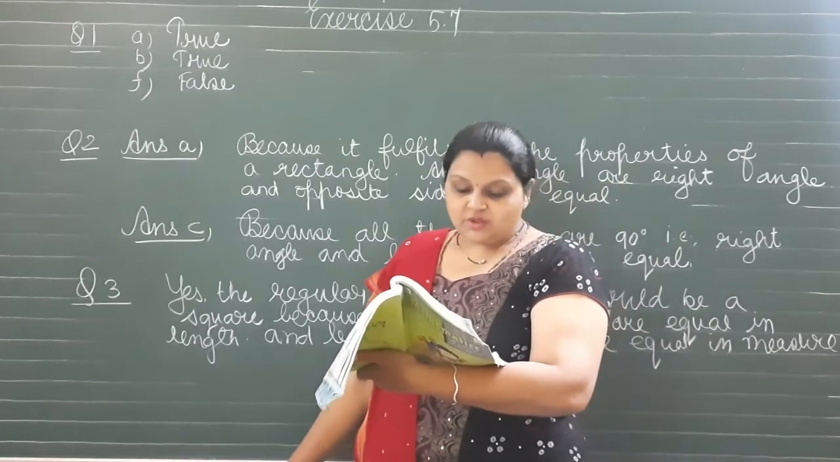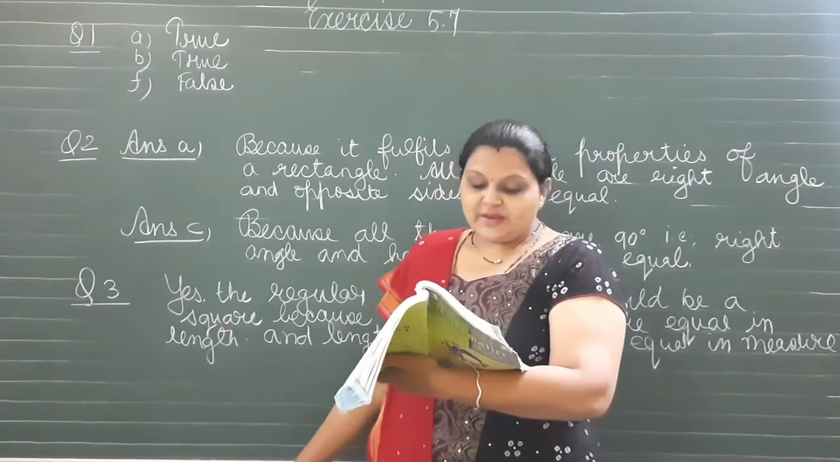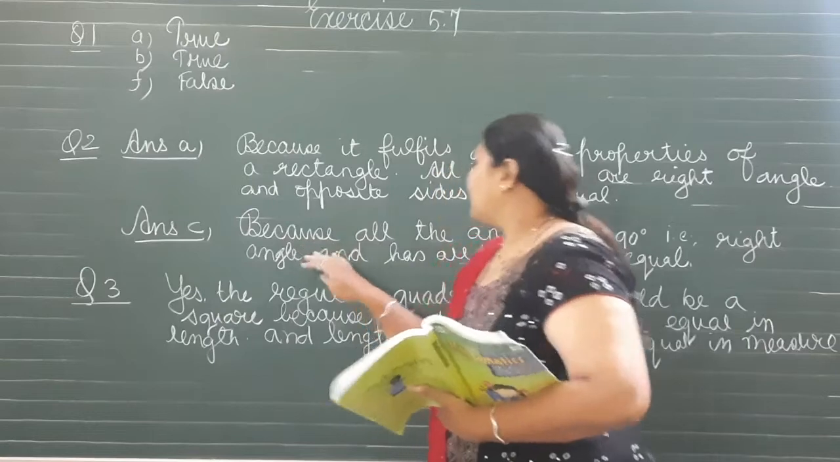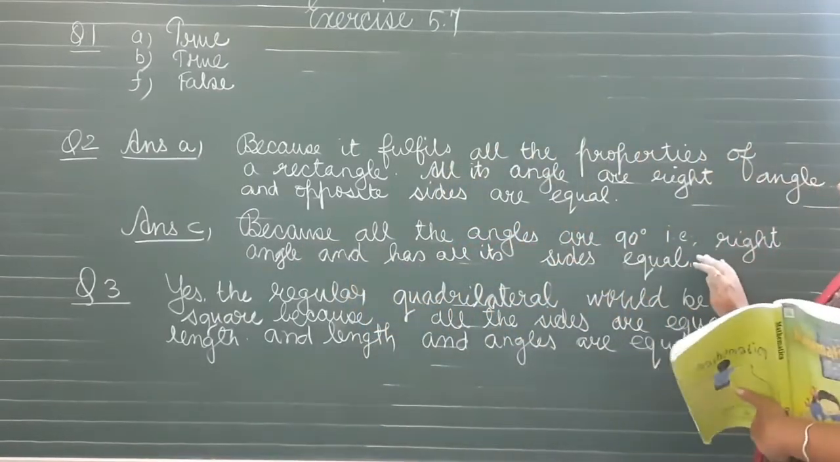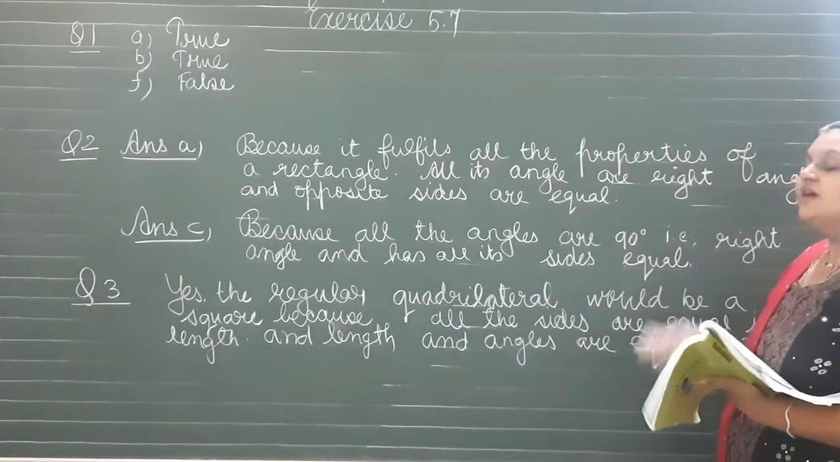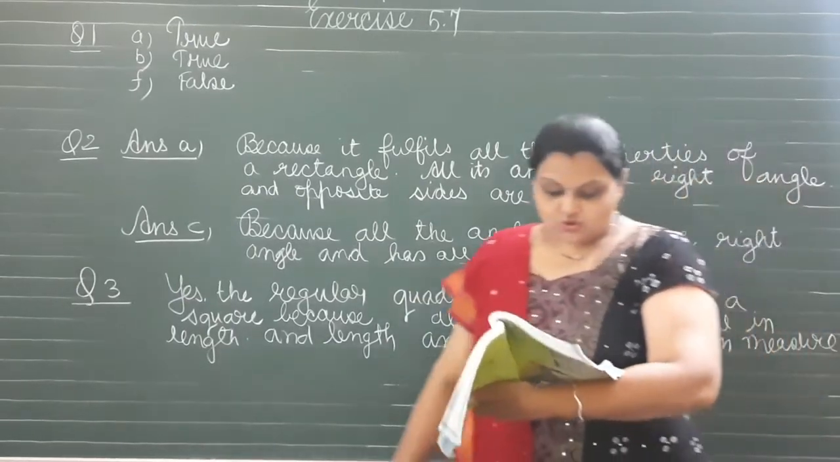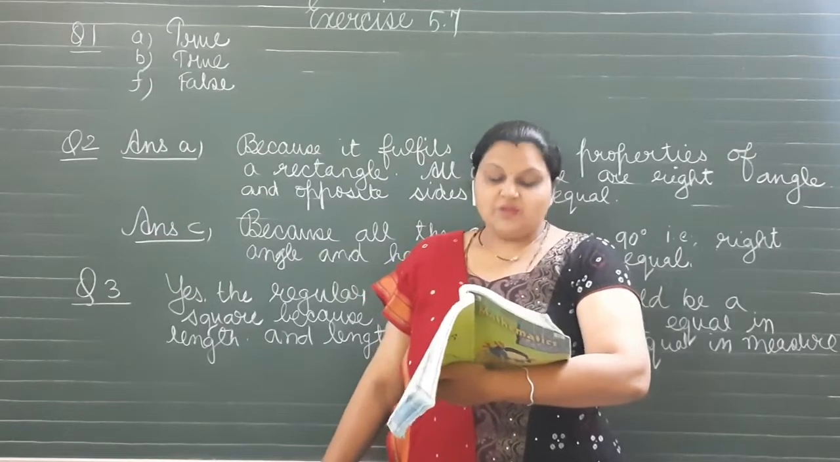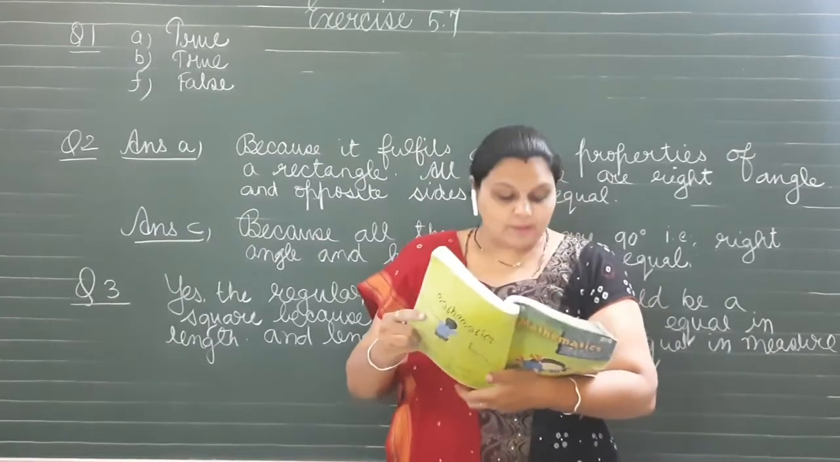C. A square can be thought of as a special rhombus. Because all the angles are of 90 degrees, that is right angles, and it has all its sides equal as in a rhombus. So we can say a square can be thought of as a special rhombus.